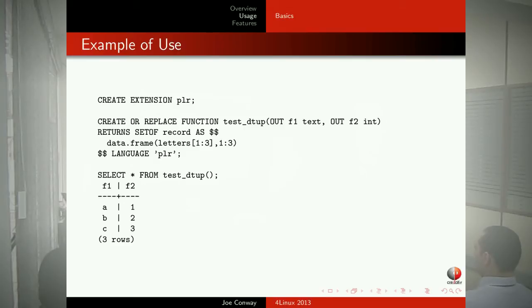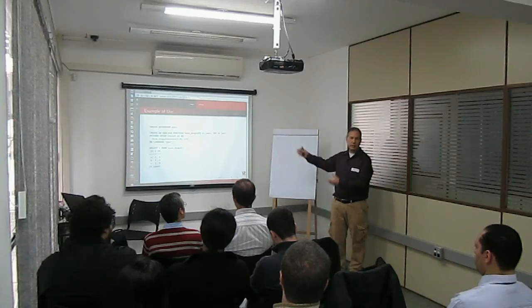So in this example, a data frame in R is like a table in Postgres. It's just rows and columns, and the columns can be different data types. In this example, I'm just creating a data frame using the letters A, B, and C, and the numbers 1, 2, and 3. And then I can just say select star from function, and that returns two columns and 3 rows. So very simple.